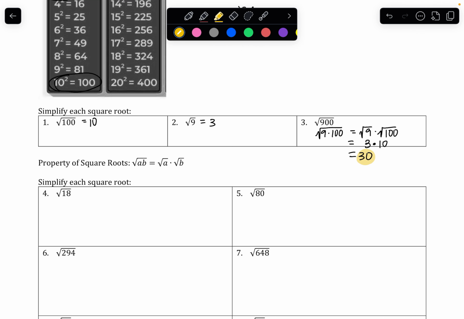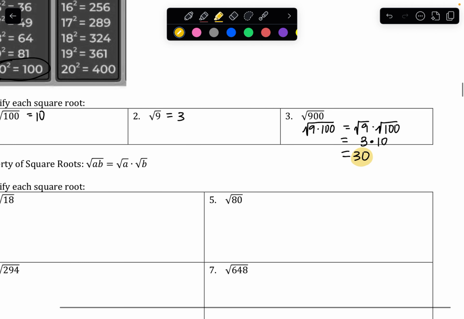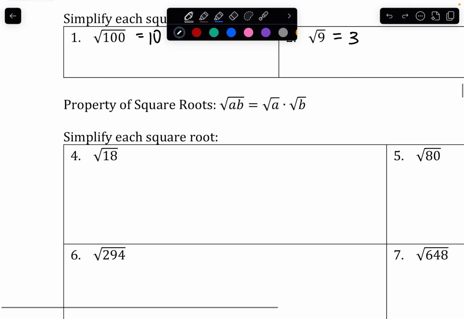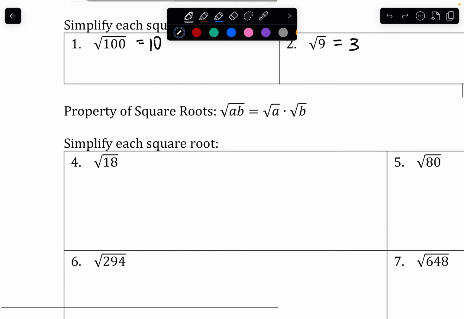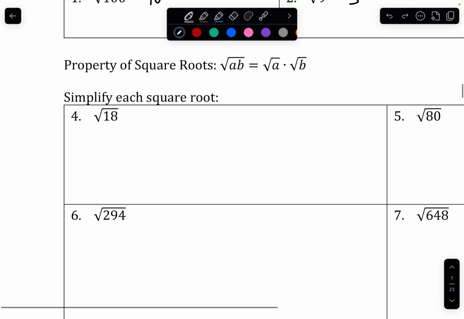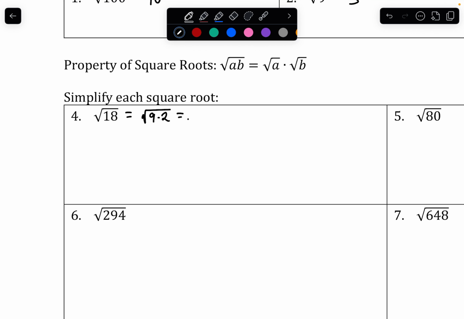Okay, and so that's the idea of simplifying square roots: we want to break up the radicand, the expression under the radical, into a product that involves a perfect square. So for square root of 18, that's not a perfect square. Nothing squared would give you 18, that's an integer. And so what we can do is I can break this into 9 times 2 and then separate them.